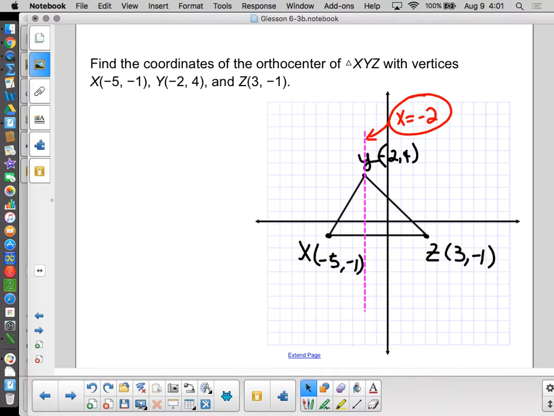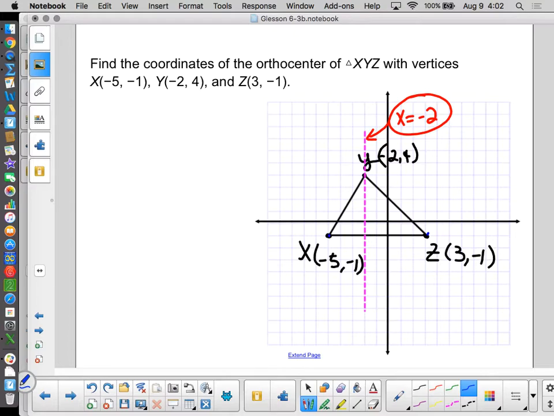I do need to find, however, a second altitude so I can find where the orthocenter is. So at least I've got one line. I just need to find the other line. So I need to pick. Do I want to take the altitude from Z or the altitude from X? It really doesn't matter which one you choose. One might be slightly easier, one might be slightly harder, but you've got to make a choice here. There's not a wrong choice. Let's take the altitude from X.